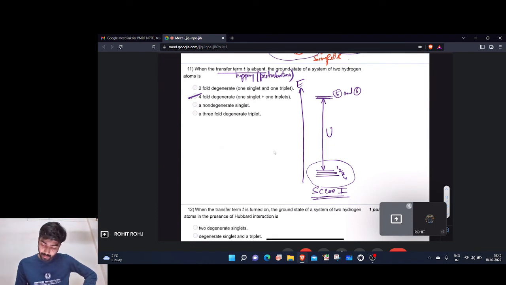Now out of these 4-fold degeneracy, states 1, 2 and 3 were triplets, and the 4th state was a singlet. So we have 1 singlet and 3 triplets. Again, there's a typo, it should be one set of 3 triplets. So the ground state is 4-fold degenerate, having 1 singlet and one set of 3 triplets.